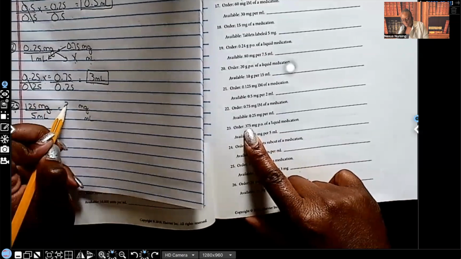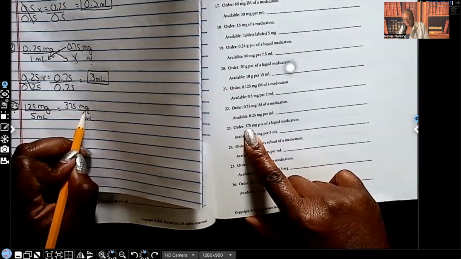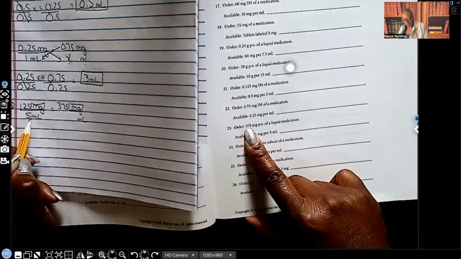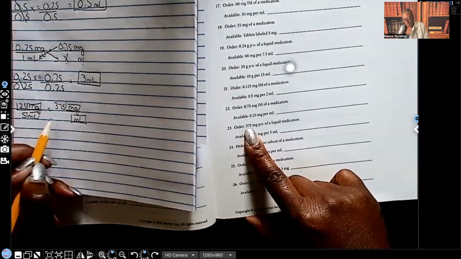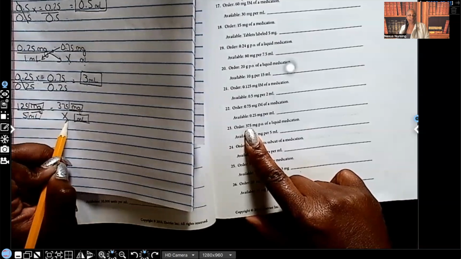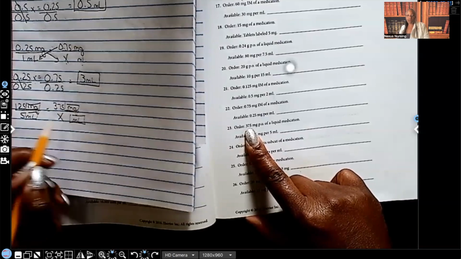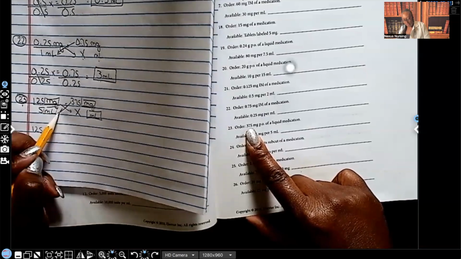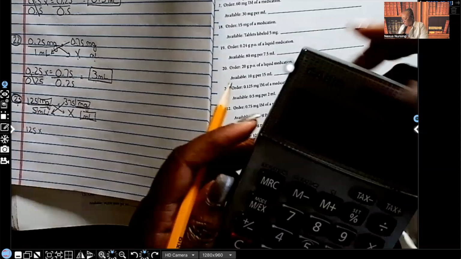So I'm going to put my 375 up here because it's 375 milligrams, and our units always have to match. So down here is going to be X. I'm solving for ml. So whatever my answer is, it's going to be in mLs, right? So now let's cross multiply. 125 times X is 125X. 375 times 5, I have no idea what that is.